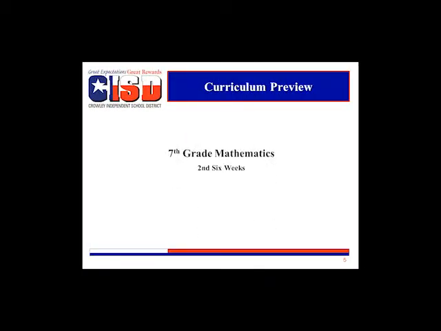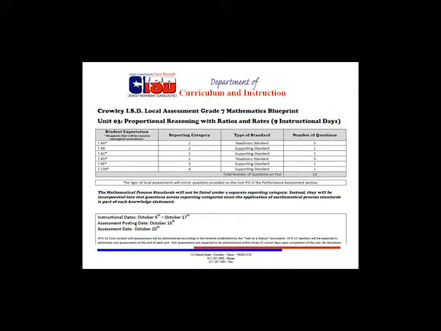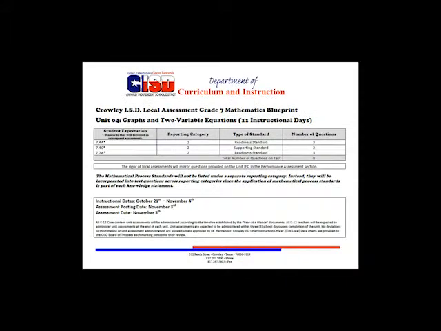Units covered in the second 6 weeks are Unit 3, Proportional Reasoning with Ratios and Rates, and Unit 4, Graphs and Two Variable Equations. Please pause the video to review the Unit 3 Local Assessment Blueprint. Take time to note the instructional days and assessment posting and administration dates. Now take a moment to review the Unit 4 Local Assessment Blueprint.